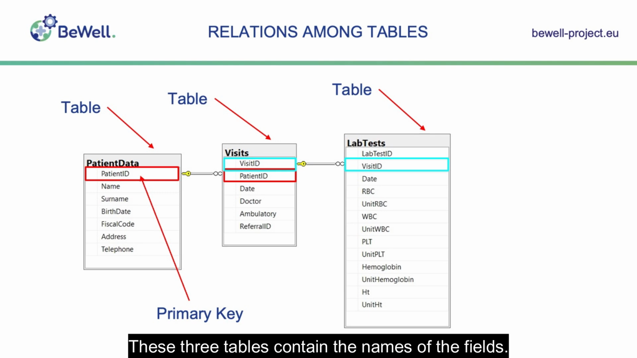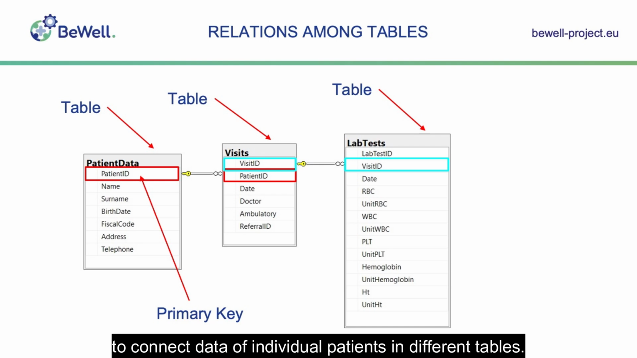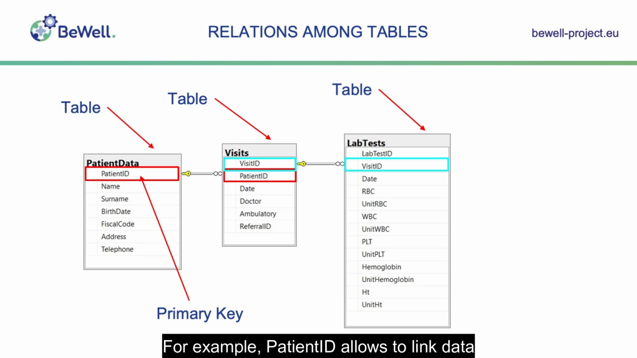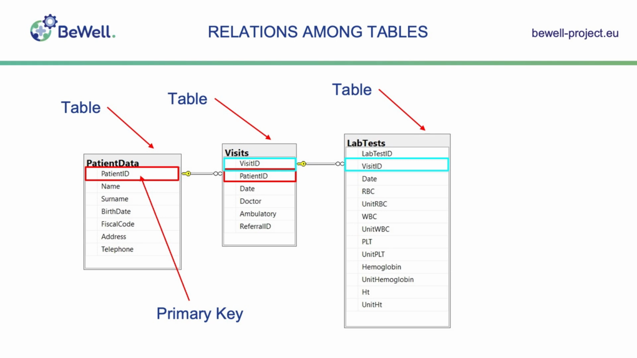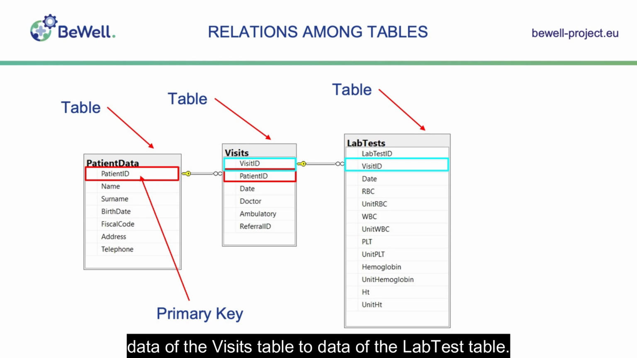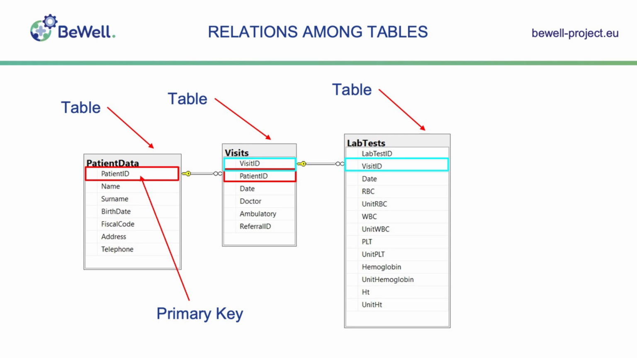These three tables contain the names of the fields. The primary keys, one of the fields, allow to connect data of individual patients in different tables. For example, patient ID allows to link data of the patient data table to the visits table. In addition, the primary key visit ID allows connecting data of the visits table to data of the lab test table.